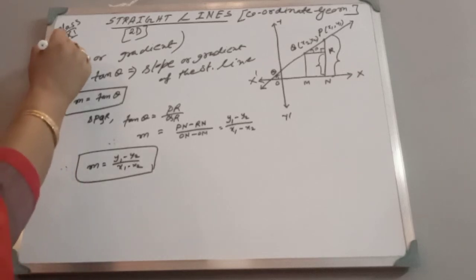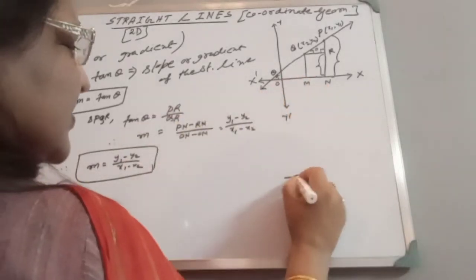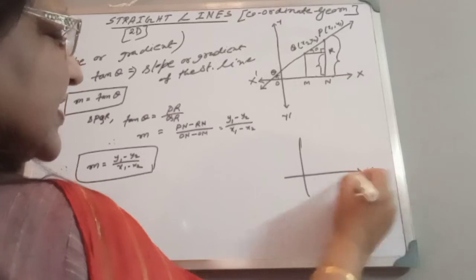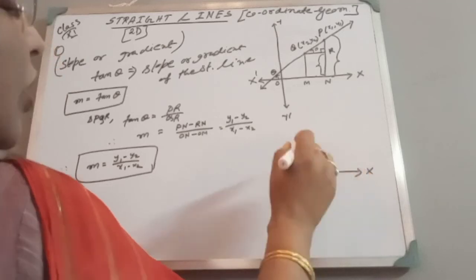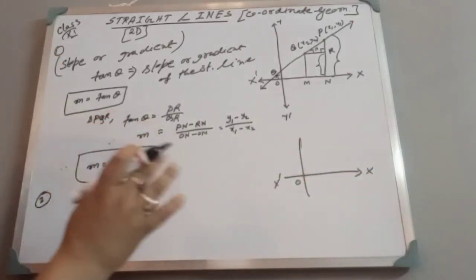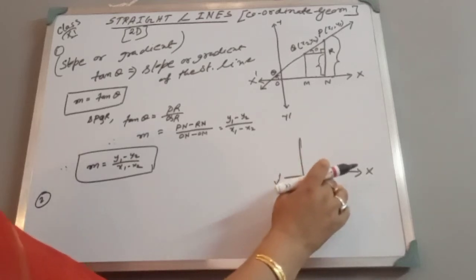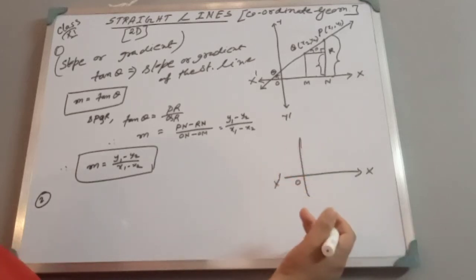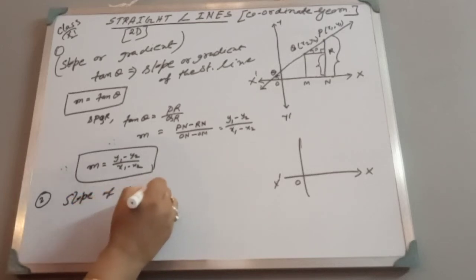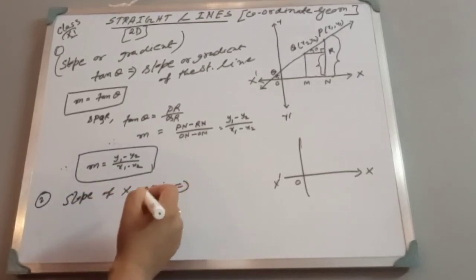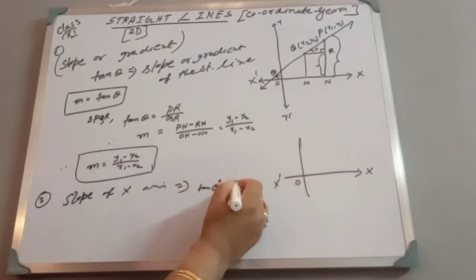Now slope of x-axis or that of line parallel to x-axis is always 0. Why? This is part 1. This is 2. What did I say? Slope of x-axis means this is x-axis. X-axis slope means what? We always find the slope, which is the tangent of the angle which the line makes with the positive direction of x-axis. The angle between x-axis and x-axis should be 0. So slope of x-axis will obviously be tan 0 degree. Theta will be 0. So it is coming tan 0 degree. Tan 0 degree is 0.